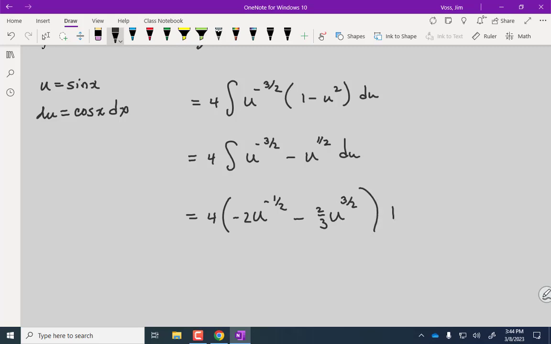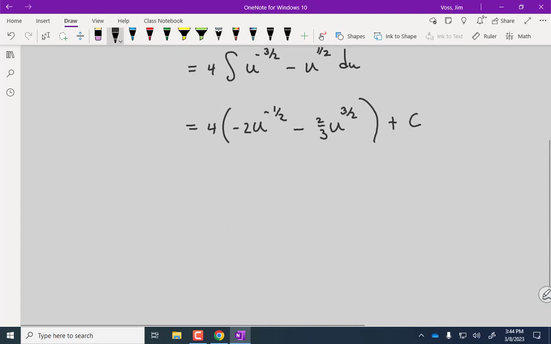And then plus a constant of integration. And u is sine, so we're going to come back in here. This is going to be -8 over the square root of sine. u to the -1/2 is a square root of u in the bottom. Minus, here we're going to have 2/3 sine raised to the 3/2 power, and then plus c.